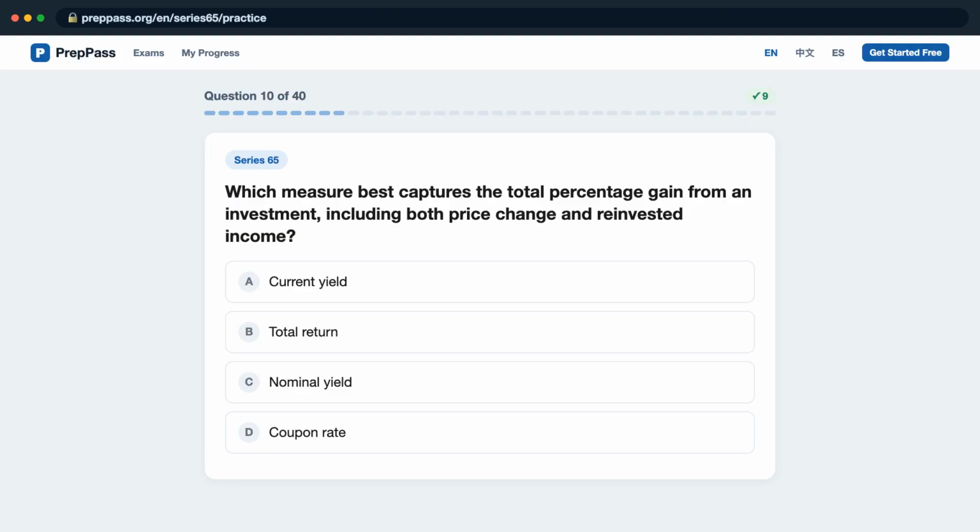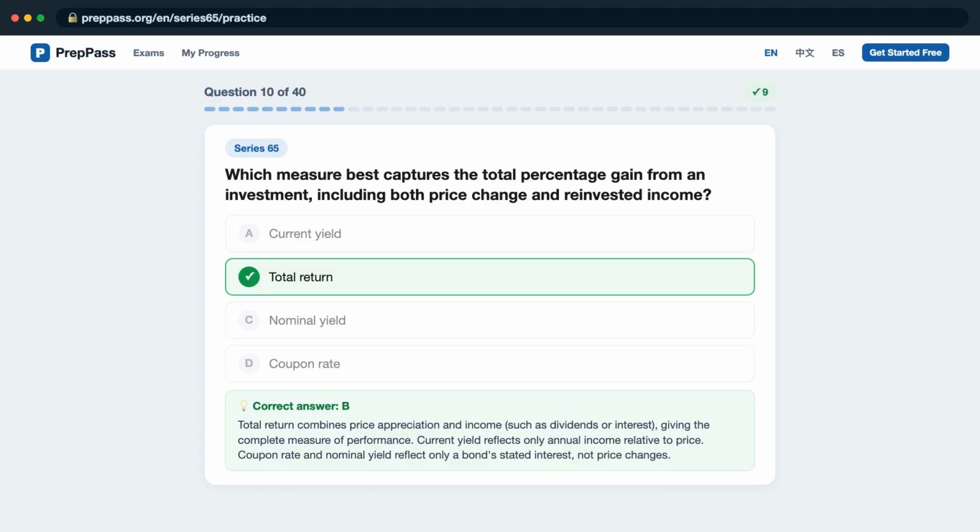Question 10. Which measure best captures the total percentage gain from an investment, including both price change and reinvested income? Is it A, current yield? B, total return? C, nominal yield? D, coupon rate? The correct answer is B.